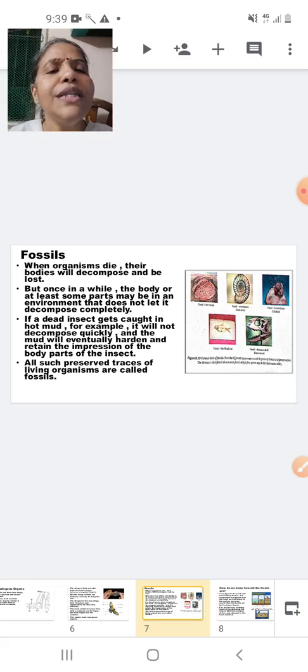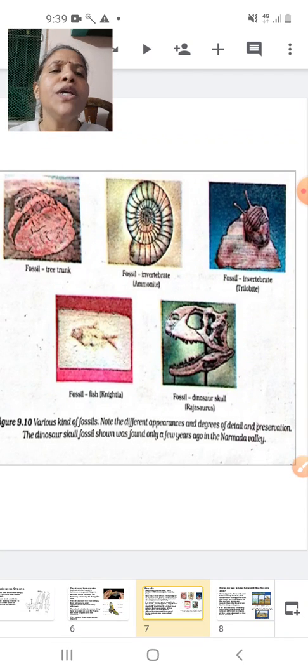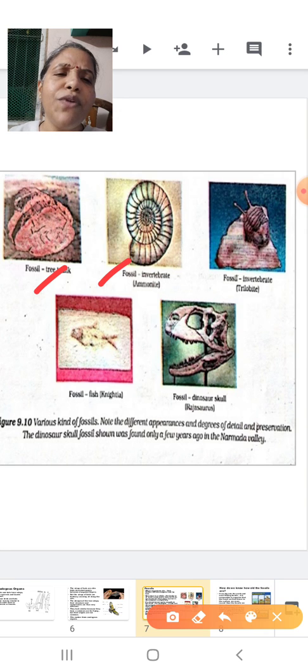So here there are certain fossils. The picture of certain fossils has been given here. This picture is there in your textbook. You can see this is a fossil of a tree trunk. This is a fossil of an invertebrate. And this is again a fossil of an invertebrate, that is a trilobite. And here this is a fossil of a fish, called Knightia.